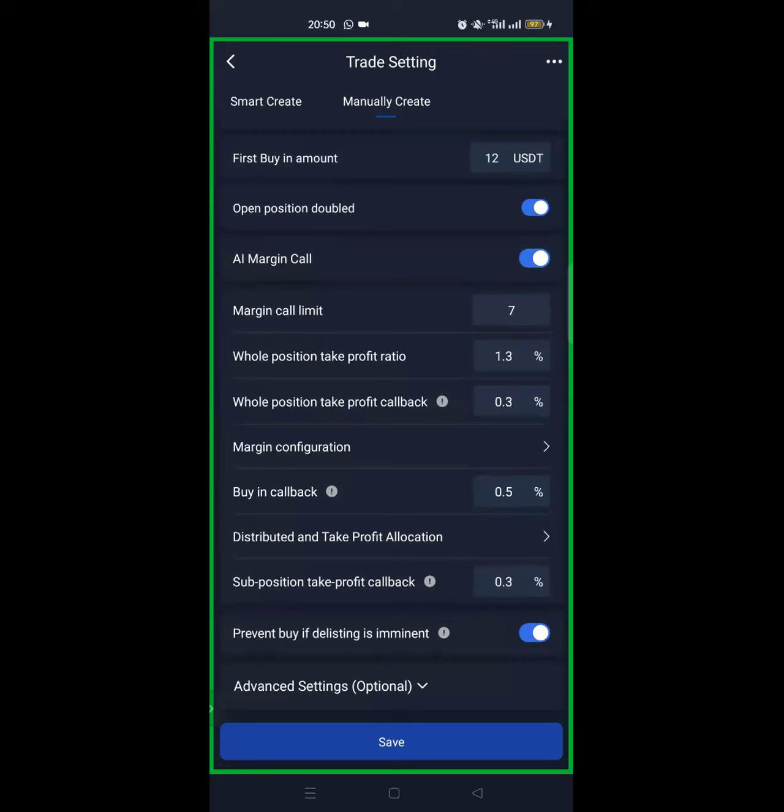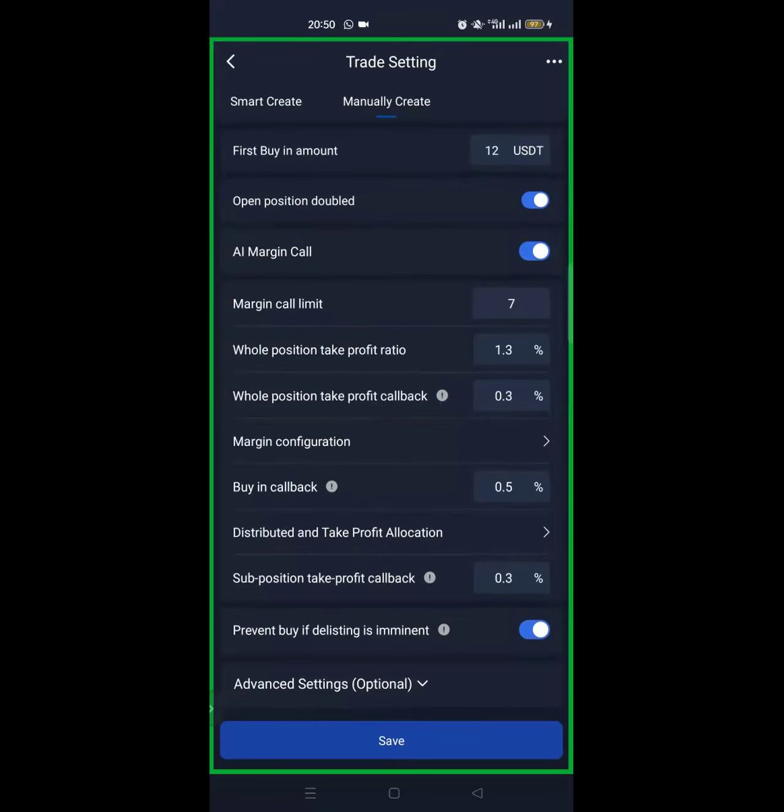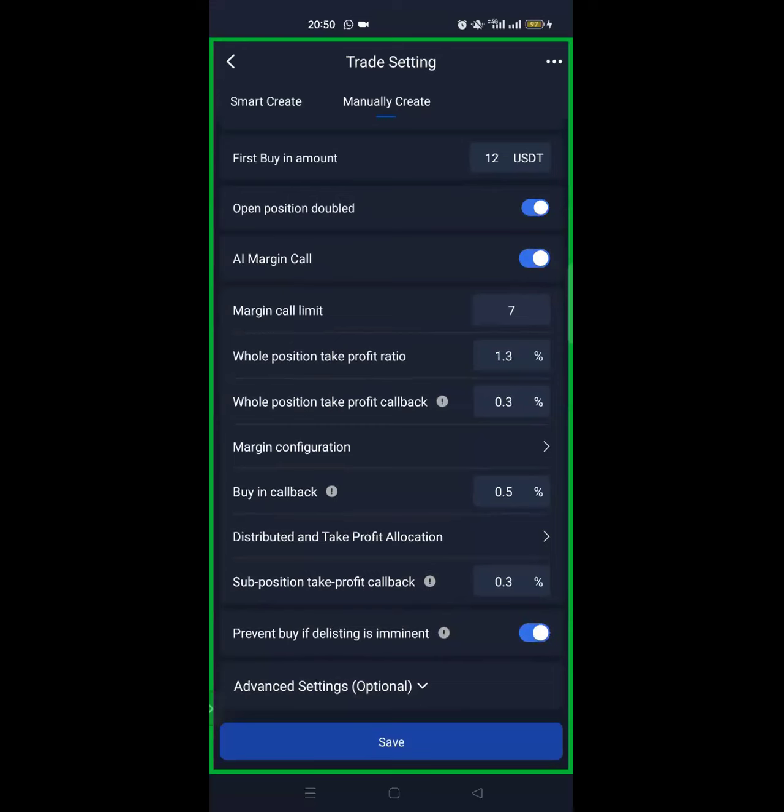Now this open position doubled is only for the first buy. It's not doubling any other thing. It doesn't affect your margin buys. It only affects your first buy. That's what this open position doubled does. Just your first buy. Your margin configuration, you have to set it to your desired taste. So it doesn't affect your margins, just your first buy.